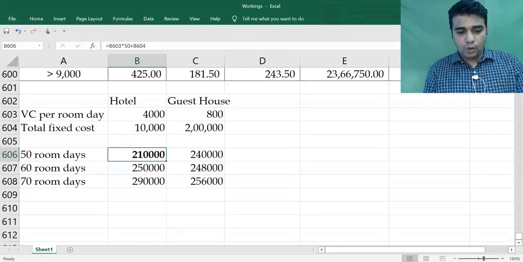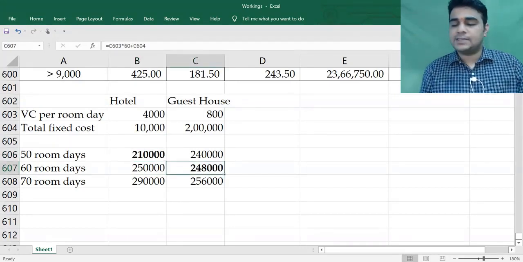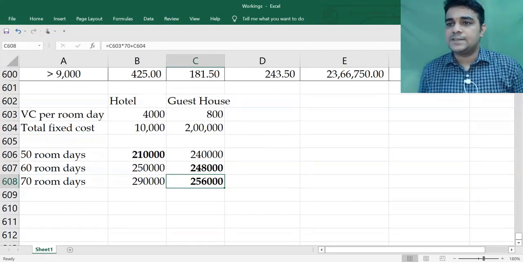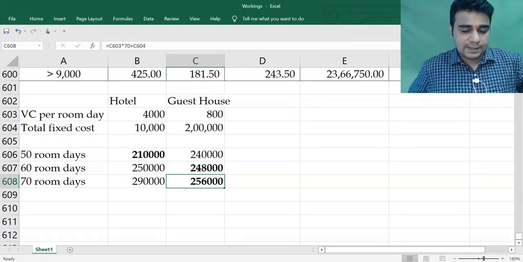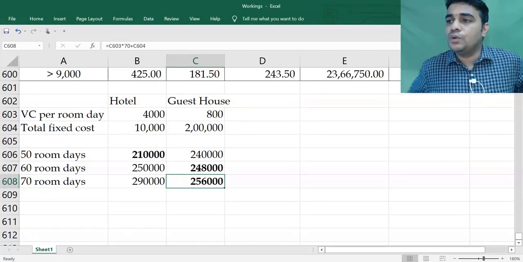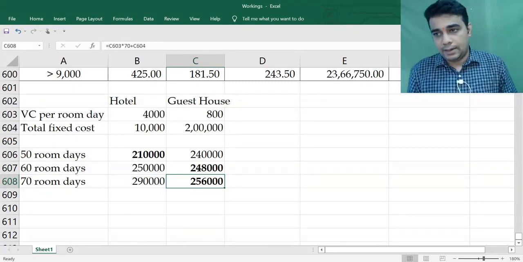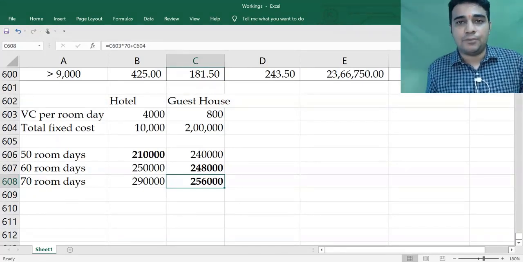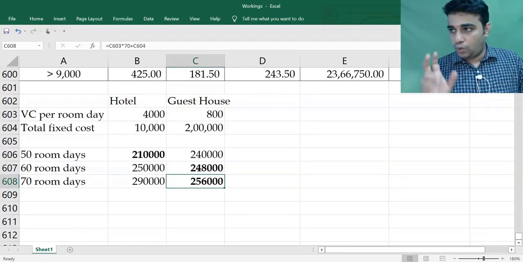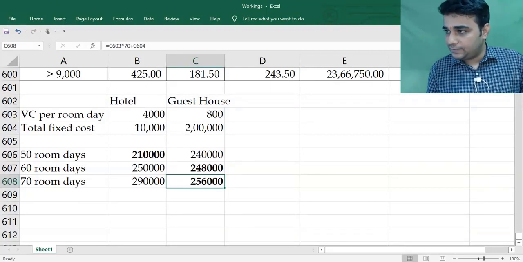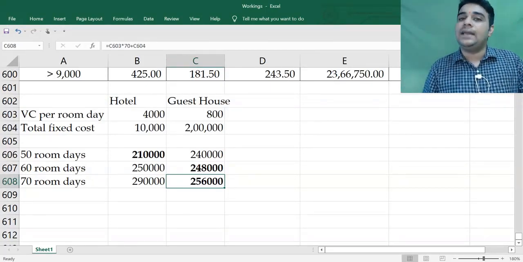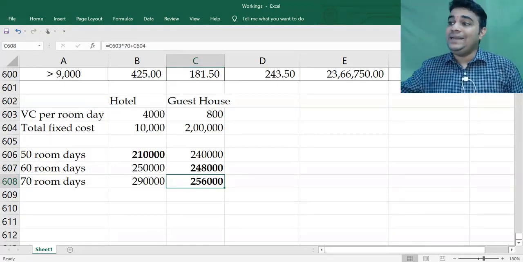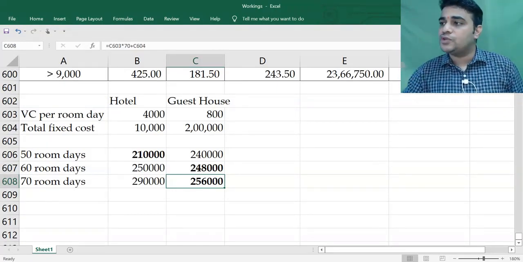At one stage, hotel was better. At this stage, guest house is better. So guest house is better at a few places and hotel is better at a few places. Now, an organization wants to know at what level both hotel and guest house will have the same cost, and that's technically called the indifference point. Indifference point is the level at which you are indifferent between two alternatives. Indifferent means you can choose any of them.